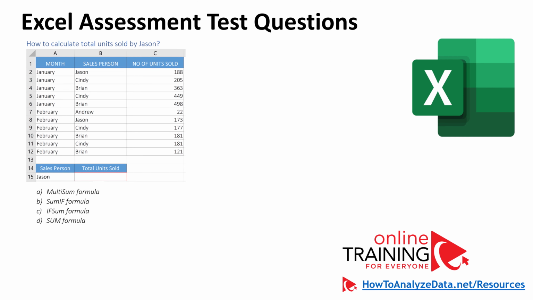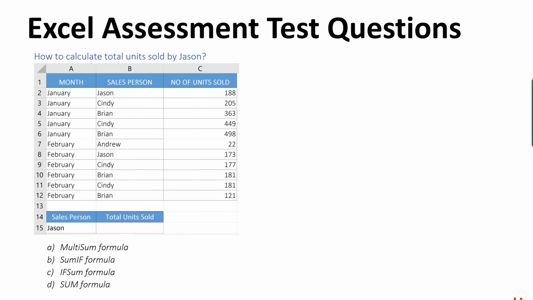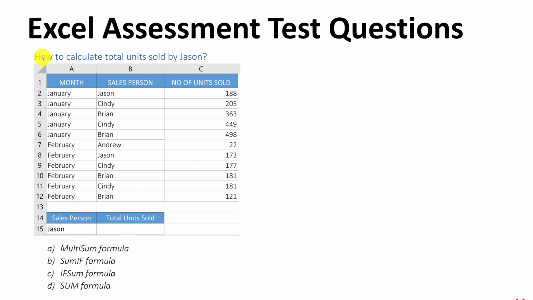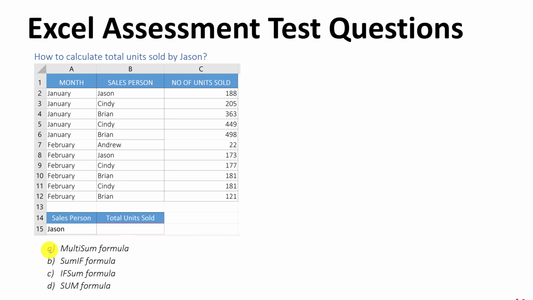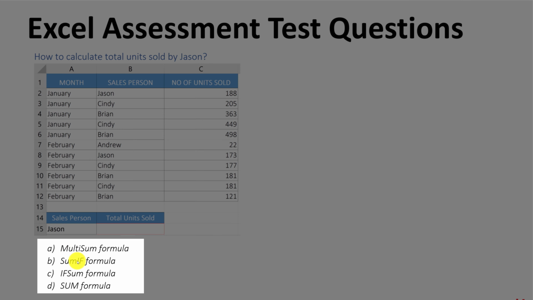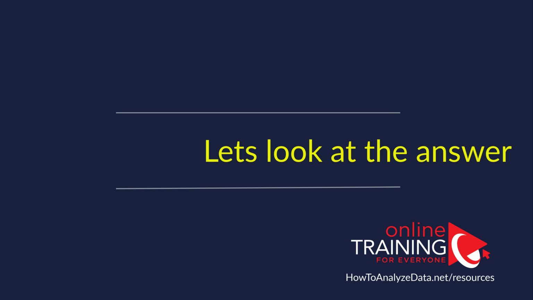Very frequently, you might be asked how to solve a specific problem during an Excel assessment test. For example, in this question, you will be asked how to calculate total units sold by Jason. And you're presented with the table down below, which shows months, salesperson, and number of units sold information. One of the salespeople here is Jason, but there are also other salespeople. And the question is, what would you use? How can you find out total number of units sold for Jason? And the presented choices are multi-sum, sum-if function, if-sum function, or sum formula. Which one would you use?